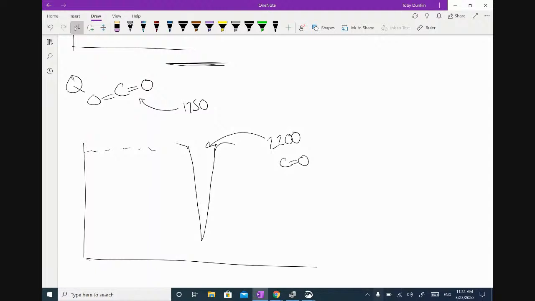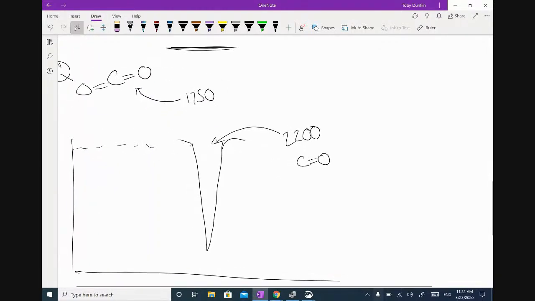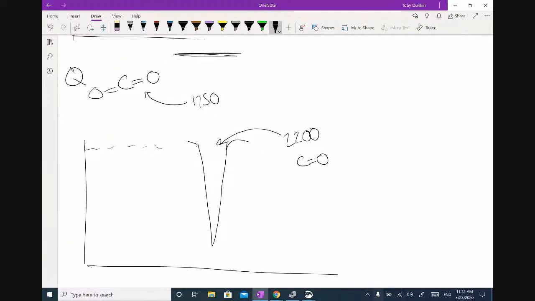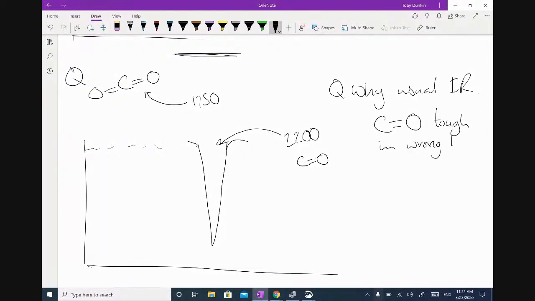Now, this question does commonly get asked at A-level. Looking at the graph, explain why carbon dioxide's infrared is unexpected. So the question would be, why unusual IR? And you say C double bond O trough in wrong location. And you could then even put expected at 1750. So not particularly complicated, just an interesting one.